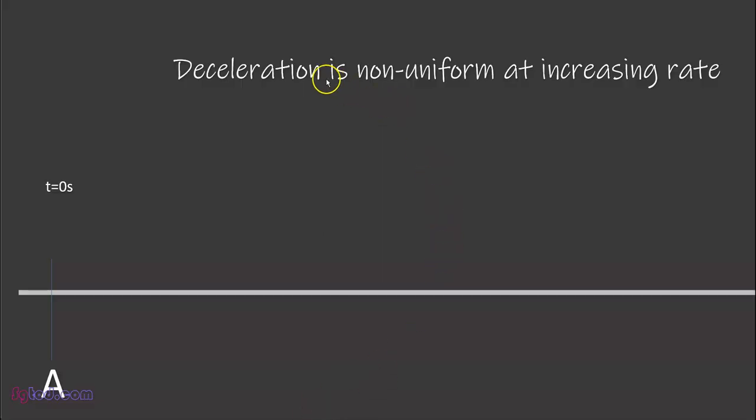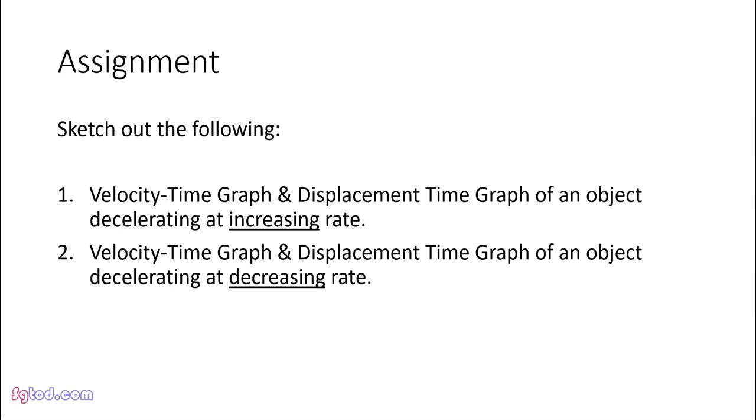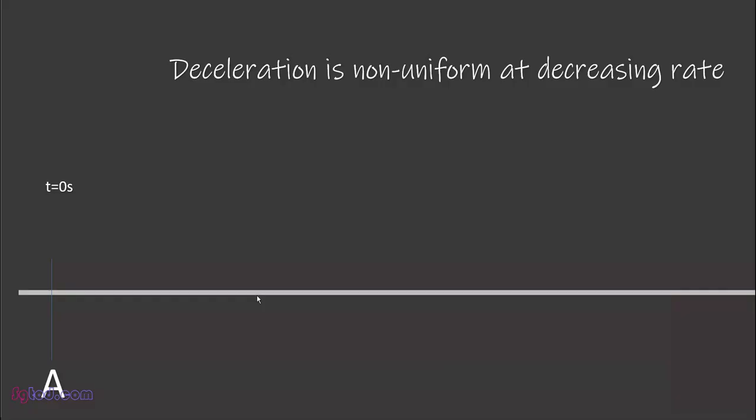This is what is meant by decelerating non-uniformly at an increasing rate. Say this car was traveling at 30 meters per second, and then it starts to reduce its velocity, but the rate of reduction gets bigger over equal intervals of time. What do you think its velocity time graph and displacement time graph would be like? Then also give some thought to the scenario where an object is decelerating at a decreasing rate. That means if the car is initially traveling at 30 meters per second, when it reduces its velocity, the rate of reduction gets smaller.